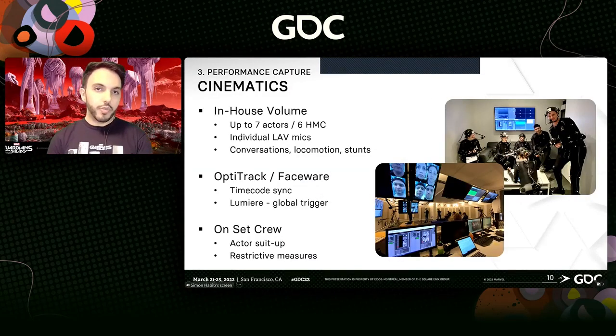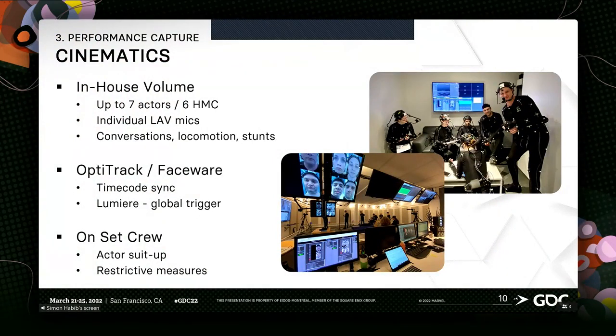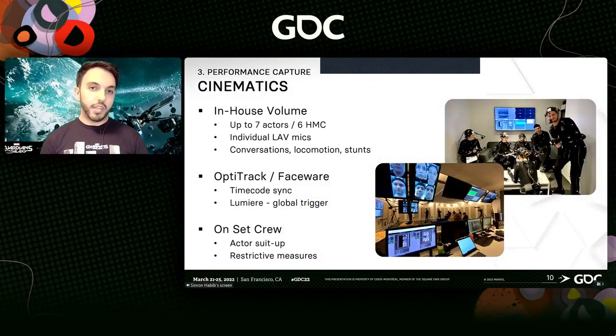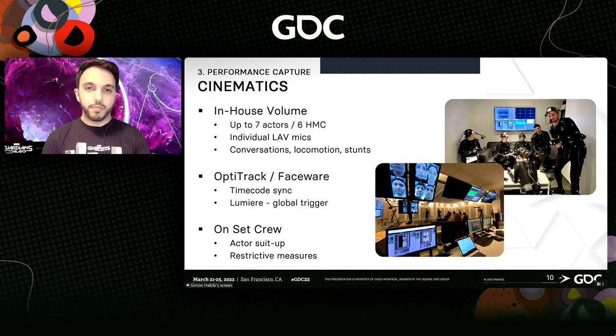In the bottom picture, we can see the mocap volume that we used for all of our cinematics. Even though it's a relatively small volume in comparison to other studios, it was great for conversations, some simple locomotion, and even some stunts. At most, we had 7 actors recorded at the same time, of which 6 were wearing head-mounted cameras used for facial performance capture, which was the maximum that we actually had available on set.